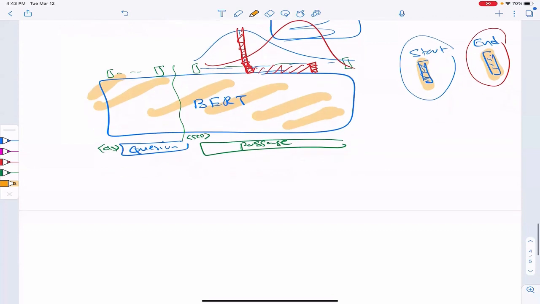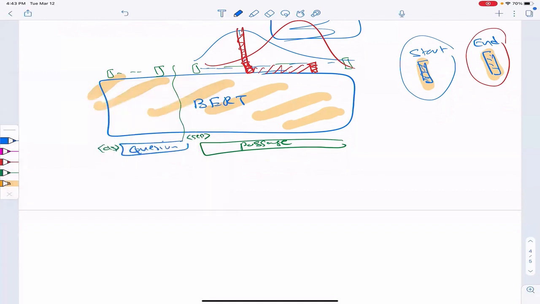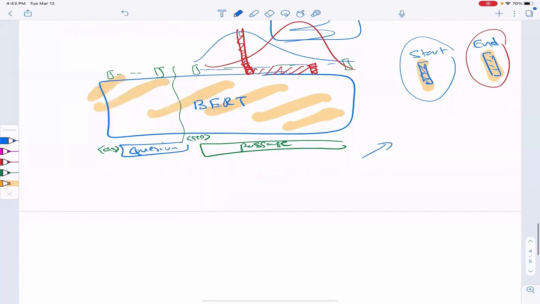Various BERT models have been introduced. Just to give you an idea, the base model for BERT has about 110 million parameters. It has 12 blocks of encoders on top of each other. The large BERT has 340 million parameters.